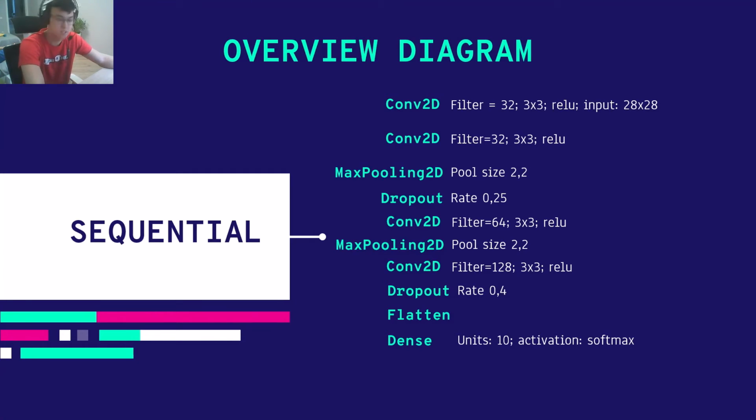Dropout consists of randomly setting a fraction of input units to 0 at each update during training time, which helps prevent overfitting. In this case we use 0.25. Then we go again to Conv2D with 64 filters, 3 by 3, ReLU, max pooling with pool size 2 by 2, Conv2D with 128 filters, 3 by 3, ReLU, and dropout with rate 0.4. Then we have flatten and dense with 10 units and softmax activation. This is the diagram of our model.